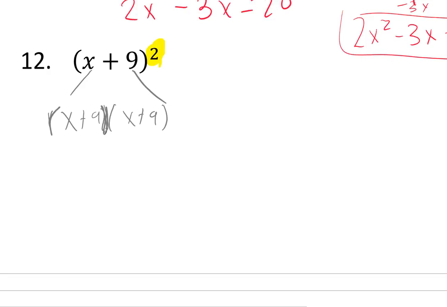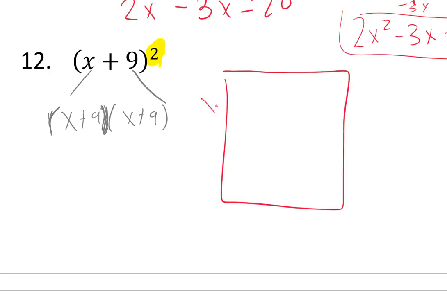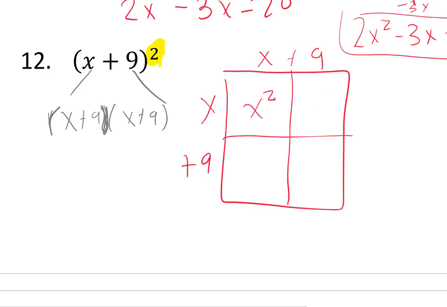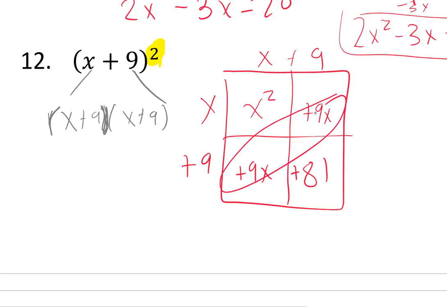Okay, that's the nature of the squared. It means you have two of the same thing. So then from there, we just distribute. Let's try the box method. So I have x plus 9, x plus 9. X times x is x squared. X times 9 is plus 9x. 9 times x is plus 9x, and 9 times 9 is 81. Okay, so middle two are like terms, so you're going to get plus 18x plus 81, and then x squared. And we're done.